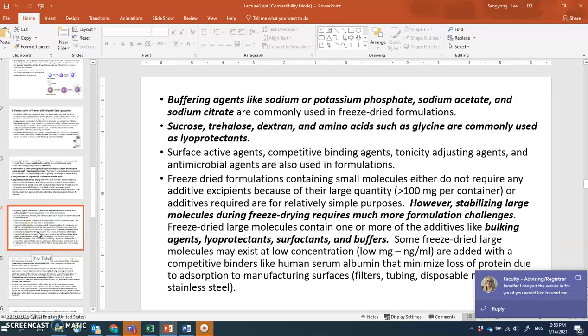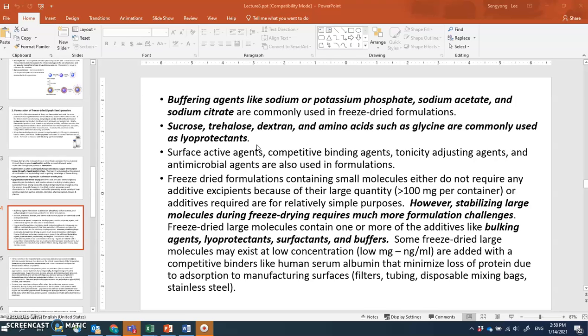Okay, formulation for freeze-dried drug molecules. So buffering agent, again, for pH adjustment, regular buffering agent can be used. Sodium or potassium phosphate, sodium acetate, sodium citrate. We already talked about this before. But the unique thing here is that lyoprotectants are added. Again, remember lyoprotectants, those are the molecules that can protect your API during the drying process.